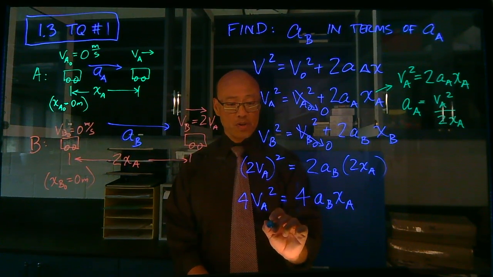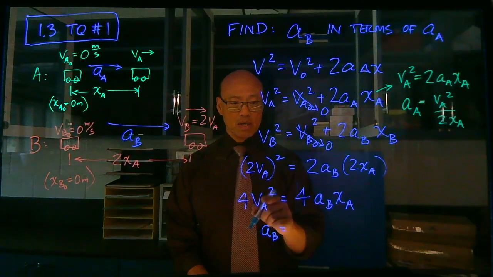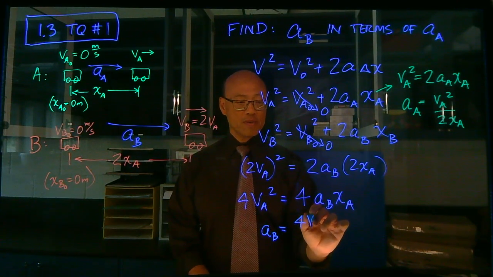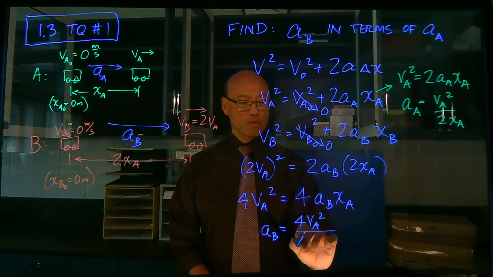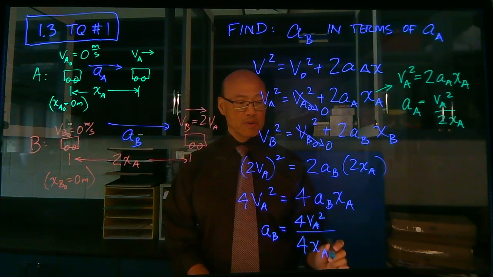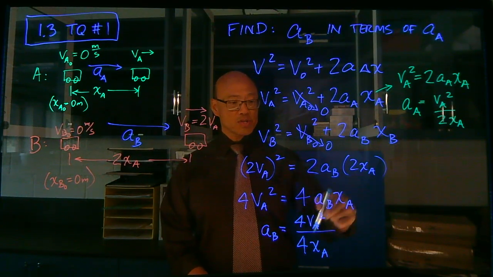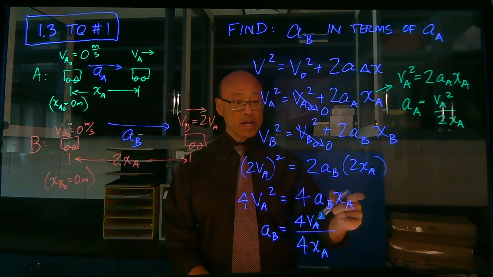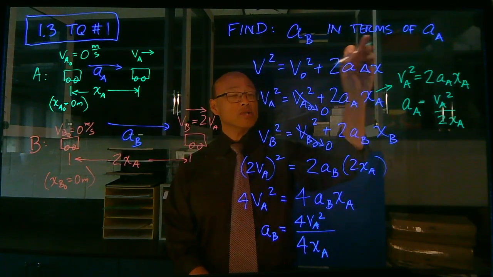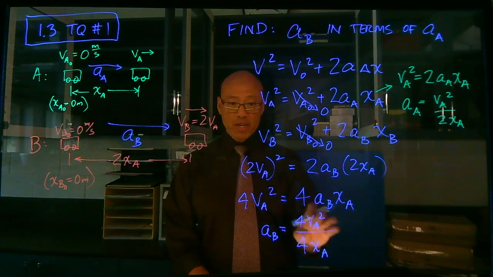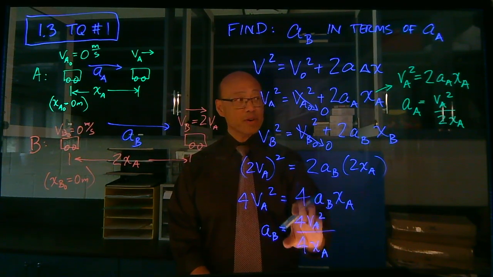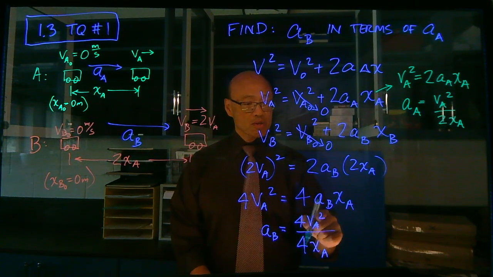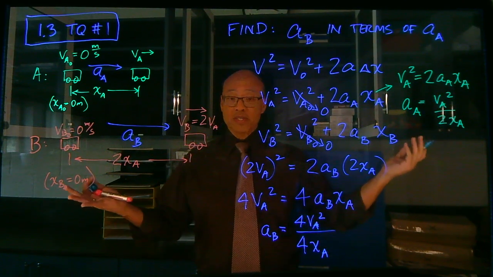I've got XA's here. So why don't I rearrange this one? So if I solve for AB, AB is going to equal 4 VA squared all over 4XA. Whoops, yeah, 4XA. I've got AA is just V squared over 2XA. So if I want AB in terms of AA, play with this so that it looks like AB equals something, a function of this whole thing. So this is where the physics is done.